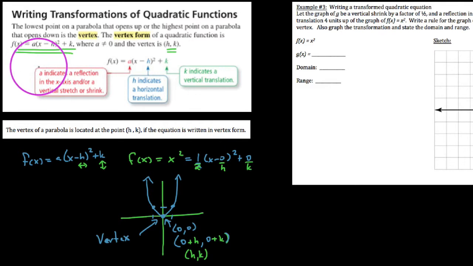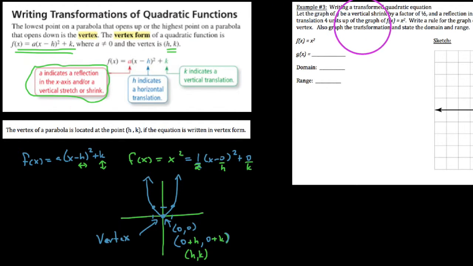And then this a value tells us that if it's negative, it's going to be reflected over the x-axis. If it's positive, it's not going to reflect over the x-axis. In other words, it's going to open up or down. And it's also going to tell us about vertical stretch or shrink, given the fact that it's either going to be bigger than 1, in between 0 and 1, or equal to 1.